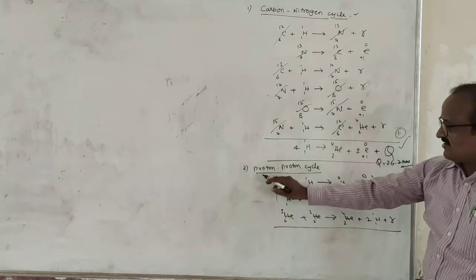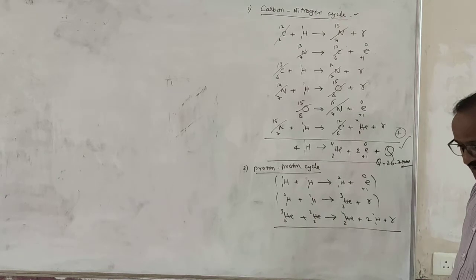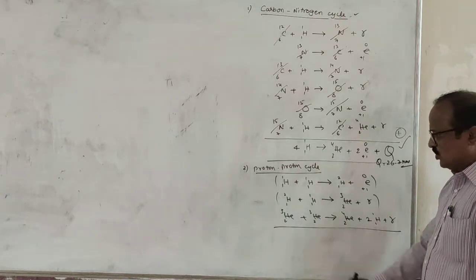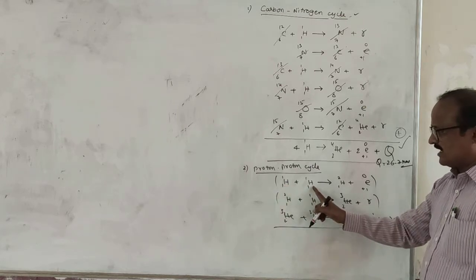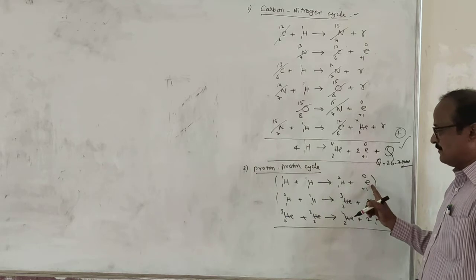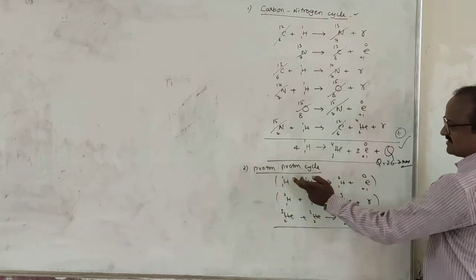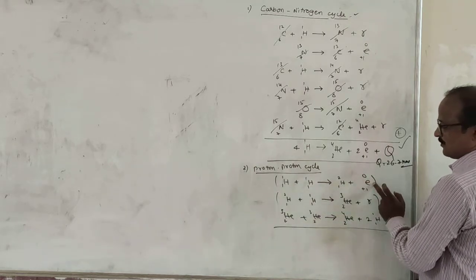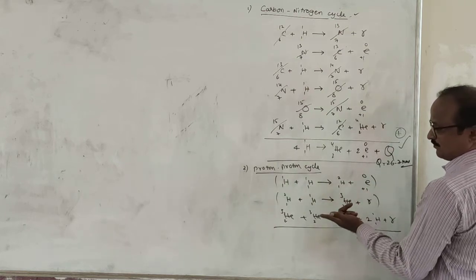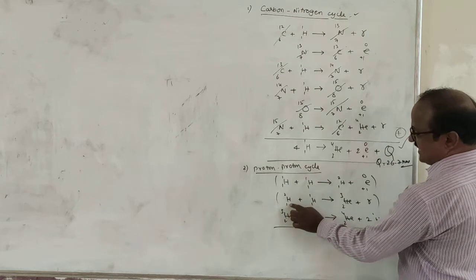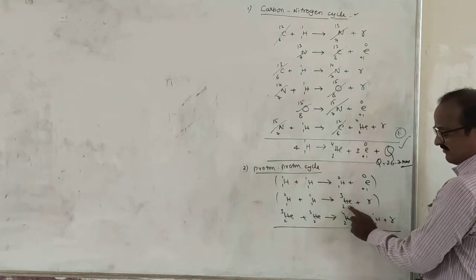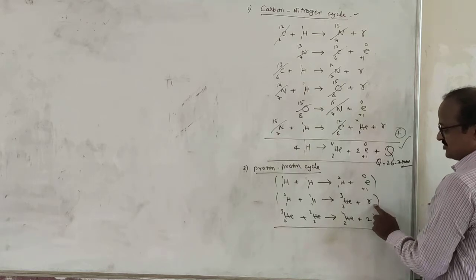Next, another one is the proton-proton cycle. On the surface of the stars, there is a large amount of hydrogen. One proton reacts with one more proton. This produces a deuteron plus a positron. H1 1 plus H1 1 gives H1 2 plus one positron. Next, this deuteron again reacts with one more proton. This will produce He3 2, an isotope of helium, plus this amount of energy.